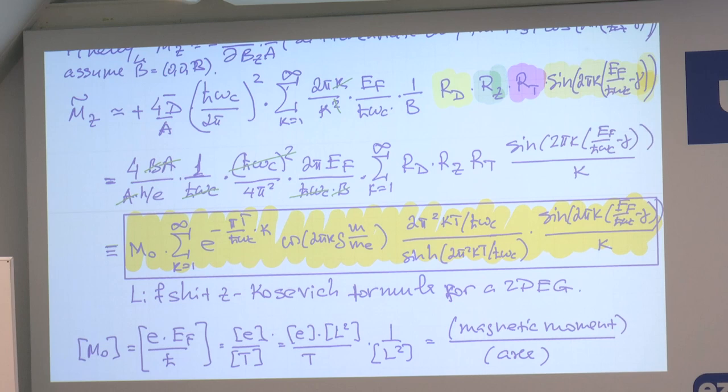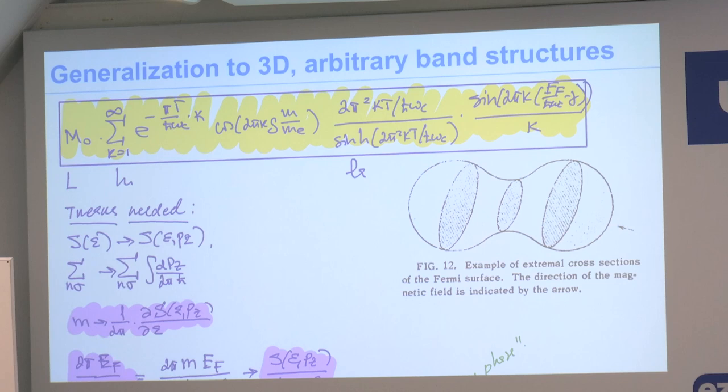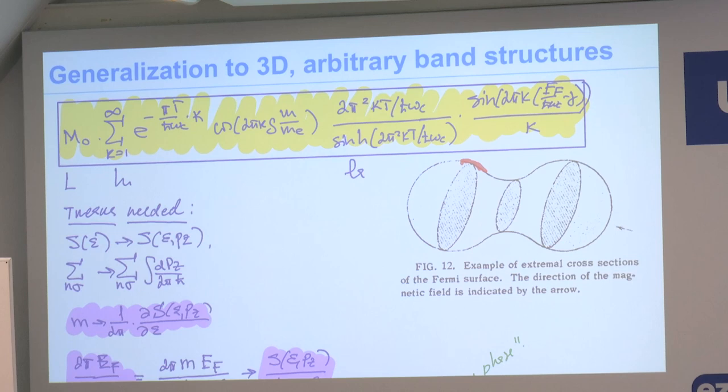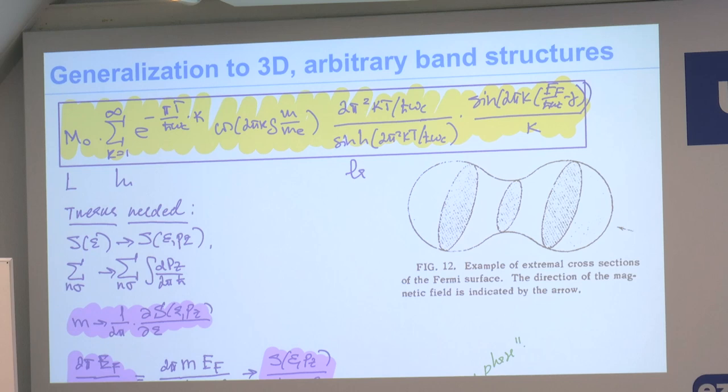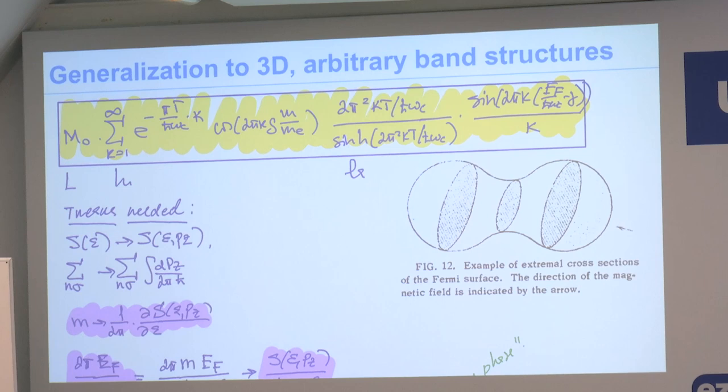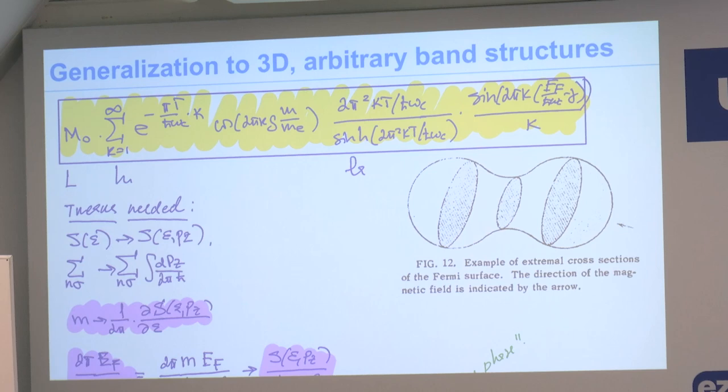For a three-dimensional system, you have many two-dimensional systems for every pz. So you have adding oscillations, and if the phase of the oscillation varies very fast, they kill each other. But if the phase of the oscillation does not change much, because this area does not change fast with pz, you get an interferometric addition of the oscillations. They add together and you get large signals. So that's why only these extremal cross sections, minimum or maximum, contribute to the signal.